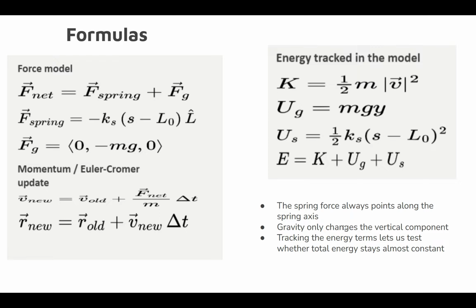The spring force is always along the spring axis. Gravity only changes the vertical component. Tracking the energy terms lets us test whether total energy stays almost constant. And here the change in energy is equal to 0 because it's conserved.